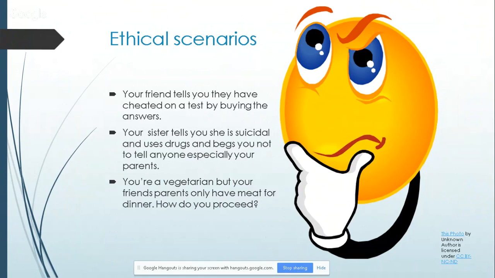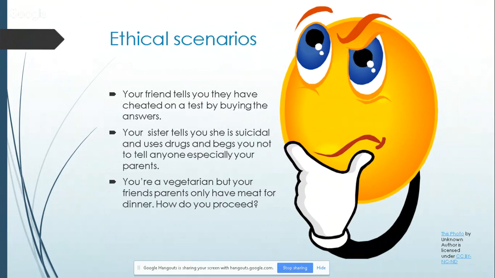There's a very multifaceted kind of approach to dealing with ethical scenarios, and not all of them are right. And again, it can depend on the scenario at hand. What type of test did this friend take that they bought the answers for? High school, college? Could this risk somebody's life, since the friend doesn't know exactly how to deal with the situation?